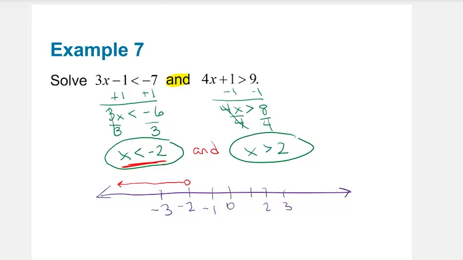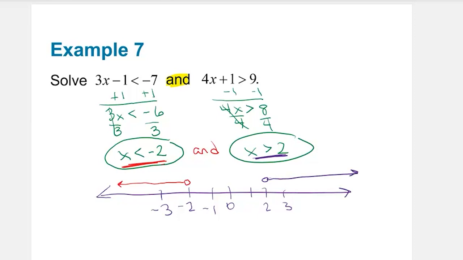And let's see, I guess I'll do that one in purple. And this is x is greater than 2, which means I start here, and these are all values greater than 2.